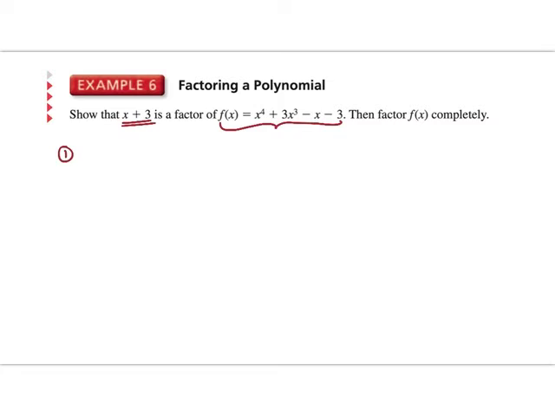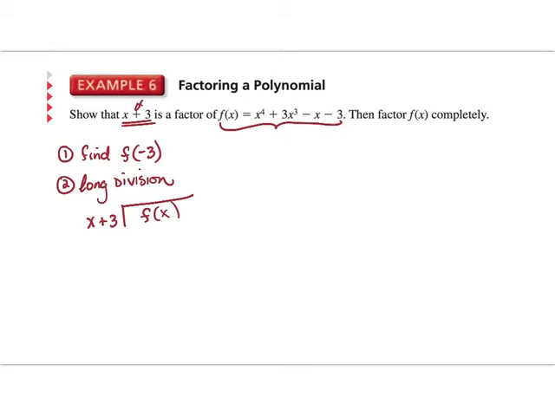And in method 1, we are going to find f of, because this is a positive, we always use the opposite sign, f of negative 3. We could do that. Method 2, we could do long division, and it would look like this, x plus 3 divided into, and we'd have to put that whole polynomial down, or method 3, synthetic division. And so I'm going to use synthetic division because it is by far the easiest.